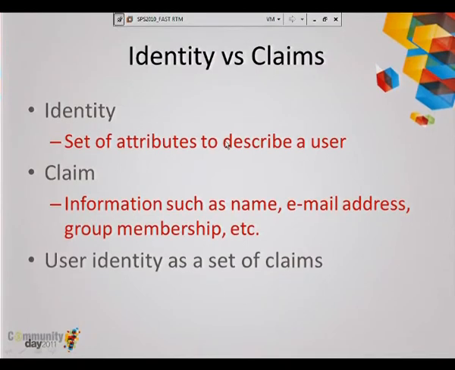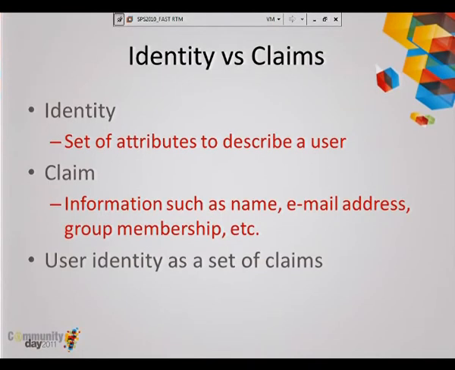So identity versus claims. Identity is basically a set of attributes that you use to describe a user, and a claim are those different attributes. If you know about SAML, in SAML they actually call it attributes. Why do they call it claims here? It's because you have to provide a certain value to it.